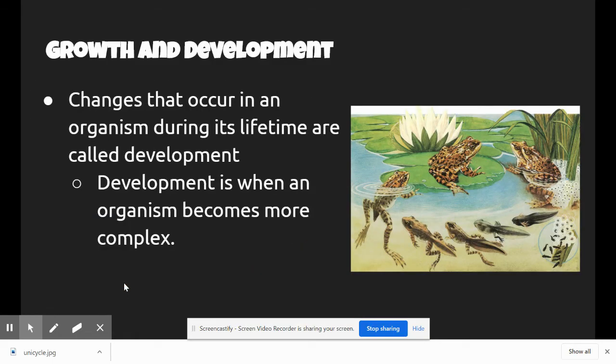There's a really easy example for development, and that is an example of a frog. So a frog, if you look over here, starts out life as an egg. So these are the eggs over here. And it develops into a tadpole, which is here. And then over time, that tadpole just keeps developing until it develops into an adult frog. This change in the life of a frog is known as development, or when an organism becomes more complex over time.